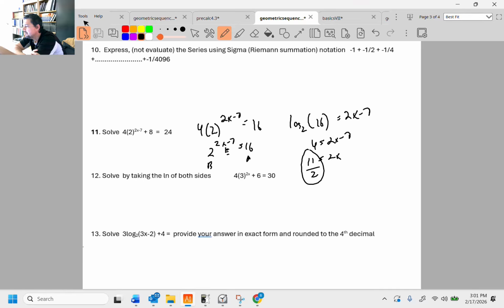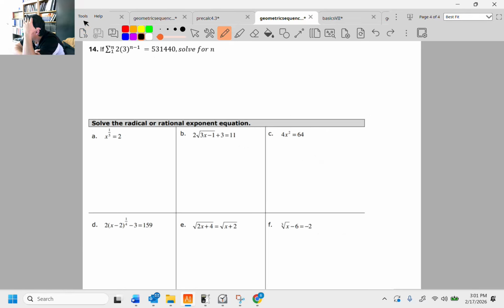Easy peasy lemon squeezy. 14 has been highlighted. If the sum from 1 to n of 2 times 3 to the n minus 1 equals 531,440, solve for n. Now I noticed that this is in the form a sub 1 times r to the n minus 1. All right, awesome. I also know that this sigma means sum, and the sum of n things for a geometric pattern is the first term times 1 minus the ratio to the n over 1 minus r.